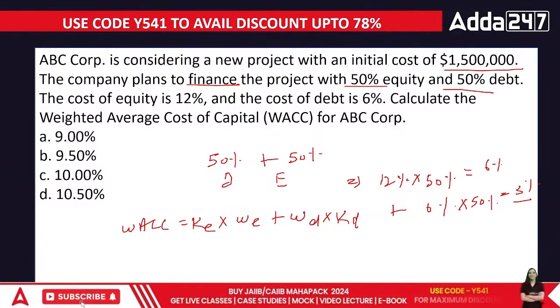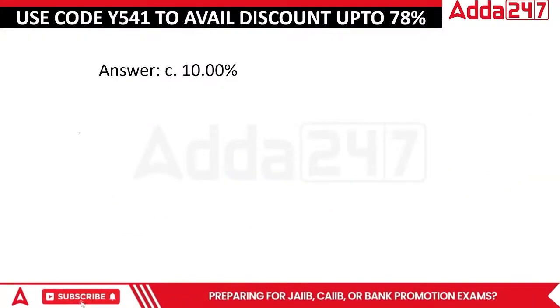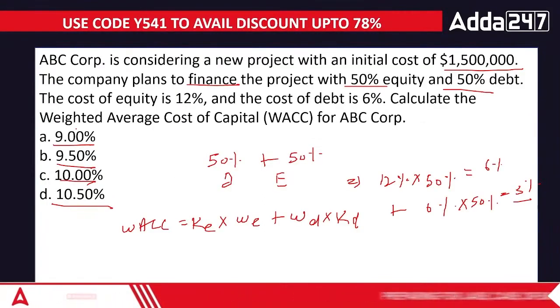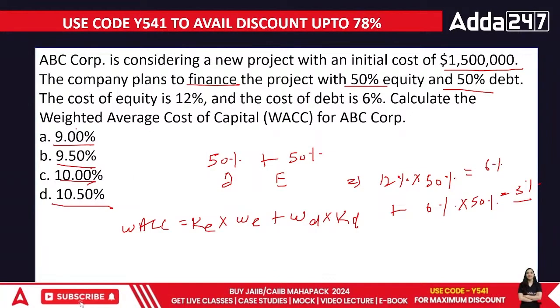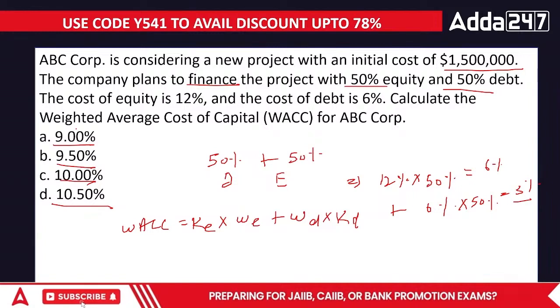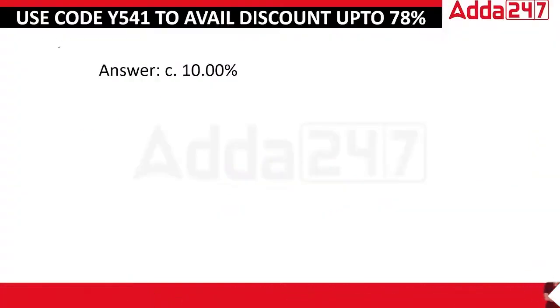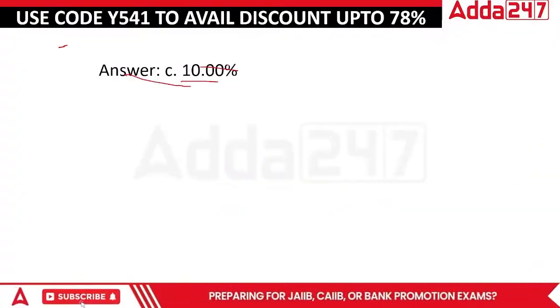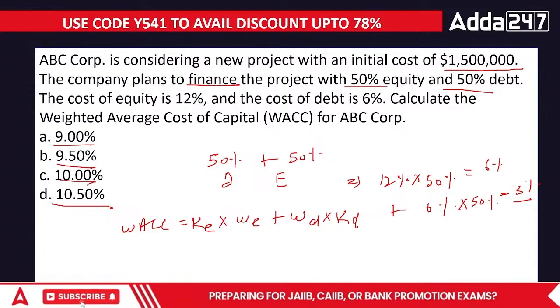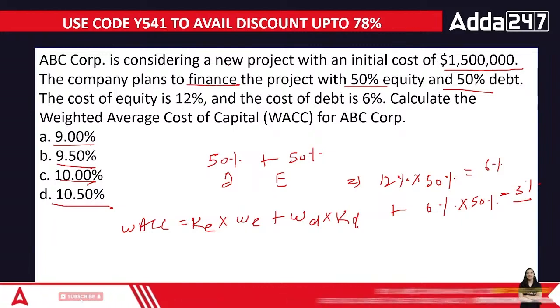Then everyone, the answer should be 9%, 9.5, 10 or 10.5. The answer is 9 or 10. It is 9. 50%, na? 12 into 50 is 6 and 6 is 3. It should be 9%, not 10. This is wrong. The answer is 10. Not 10 but 9. In this case, we have 15 lakh to be included in it. The weight of debt and equity is given. It has to be 9.